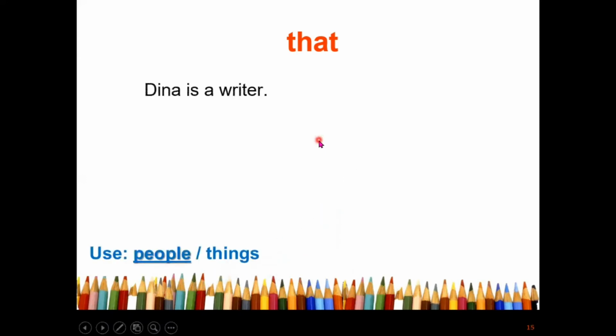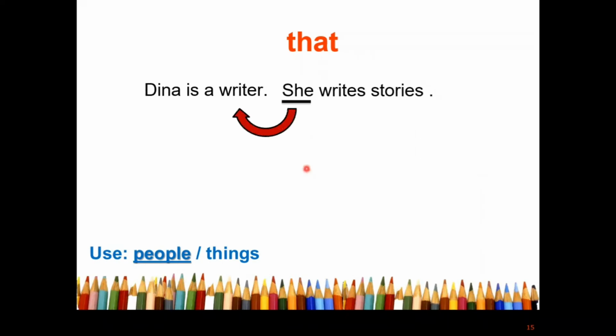Another example. Dina is a writer. She writes stories. Dina is a writer. We can use here what? We can use here who or that. Dina is a writer that writes stories. Dina is a writer. دينا كاتبة التي تكتب القصص.